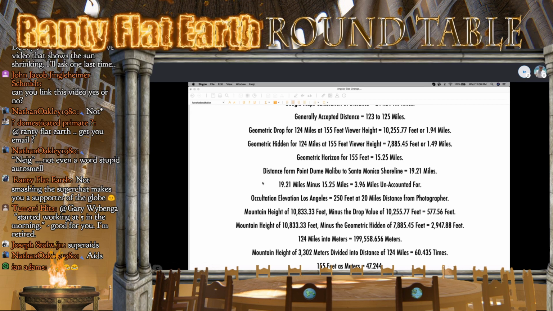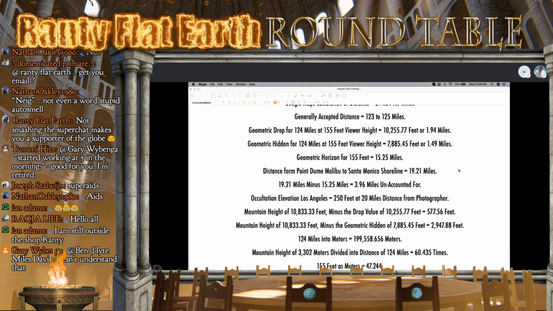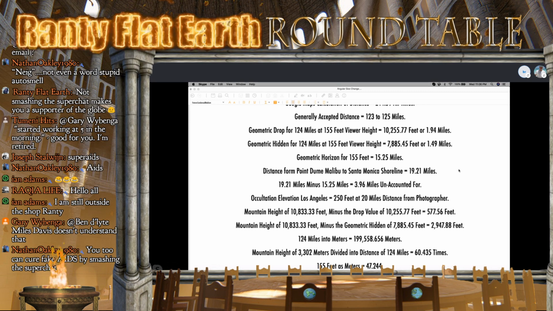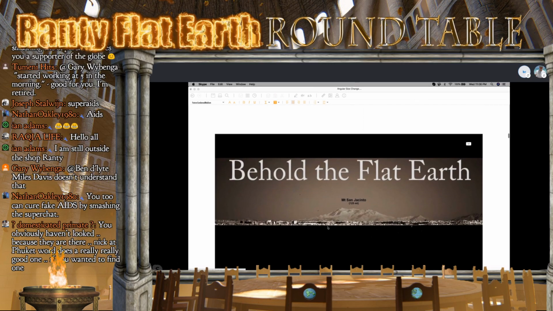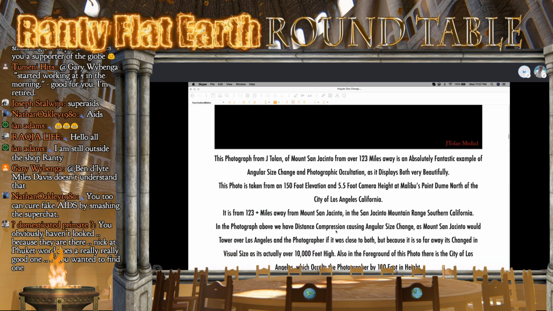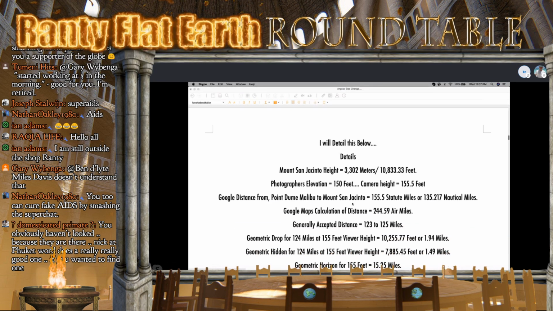Distance from Point Dume, Malibu to Santa Monica shoreline is 19.21 miles. 19.21 miles minus 15.25 miles is 3.96 miles unaccounted for, because the geometric horizon is 15.25 miles. So from where Jay Tolan was, if we were on a globe, his actual horizon should have been 15.25 miles away. But Santa Monica shoreline is 19.21 miles away. And you can see here, there's Santa Monica shoreline, straight over from Malibu. That's 19 miles away. So the Santa Monica shoreline that we can absolutely see here is really there, and that's 4 miles further than what the horizon should be.